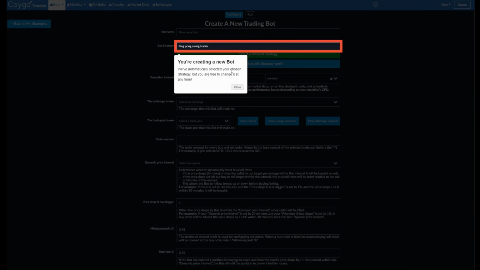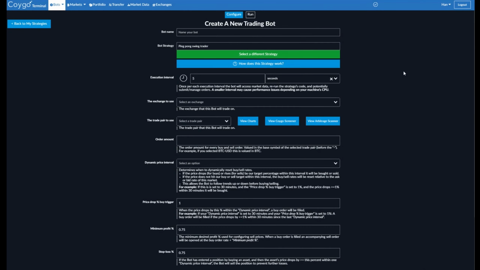So now we're on the Configure screen for this trading bot using the Ping Pong Swing Trader strategy. The first thing we're going to do is give our trading bot a name. We're going to call this Ethereum Ping Pong Trader. Now we select the execution interval. This is how often the bot can reanalyze market data and submit or manage or cancel orders when appropriate. We're going to keep it at 5 seconds.